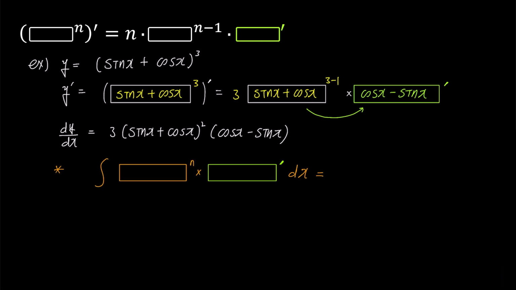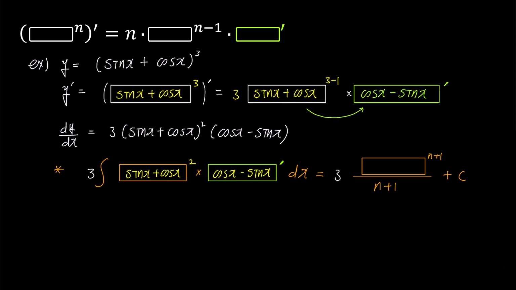Let's bring back the integration formula introduced earlier. Now let's integrate 3 times sine x plus cosine x to the power of 2 times cosine x minus sine x right above. We put sine x plus cosine x into the box and set the exponent n to 2. And for the green box prime, we put cosine x minus sine x. Now, we only need to fill in the right box.